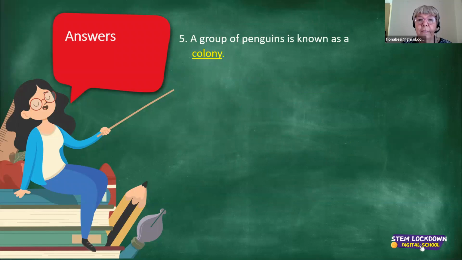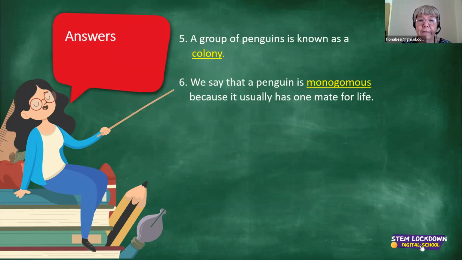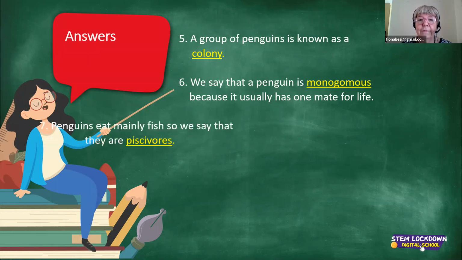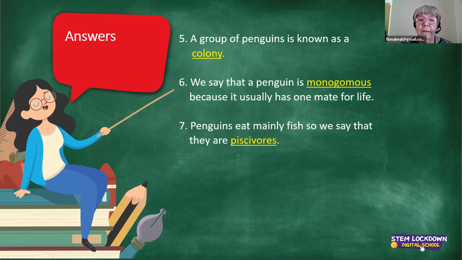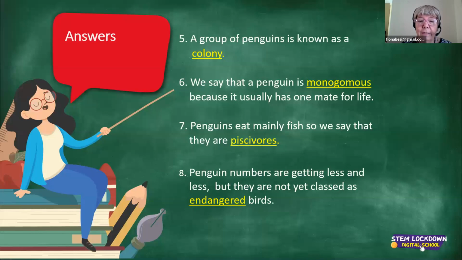A group of penguins is known as a colony. Number 6. We say that a penguin is monogamous because it usually has one mate for life. Got that? Number 7. Penguins eat mainly fish, so we say they are piscivores. Got that? Good. And number 8. Penguin numbers are getting less and less, but they are not yet classed as endangered birds. Remember, we gave them a different name, vulnerable birds.